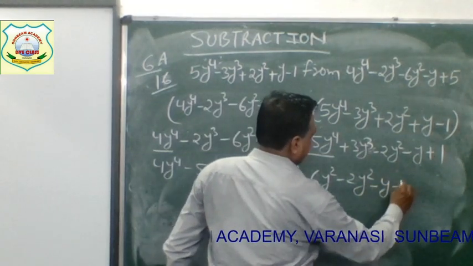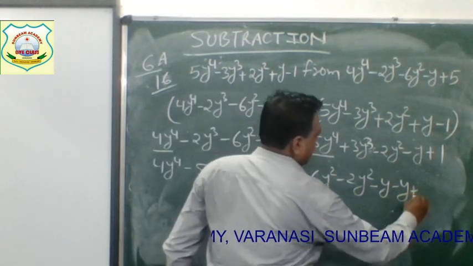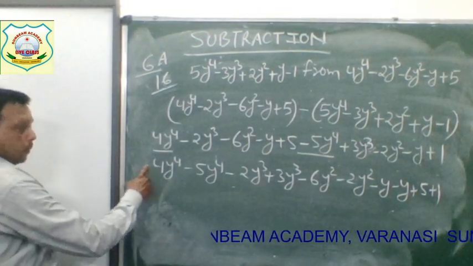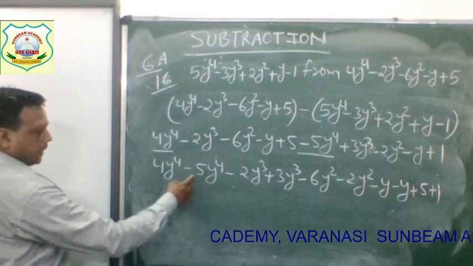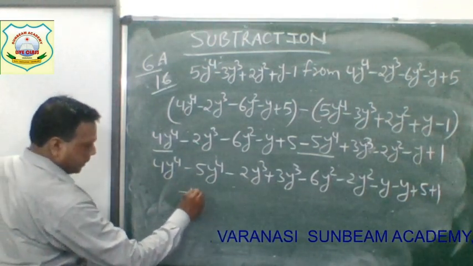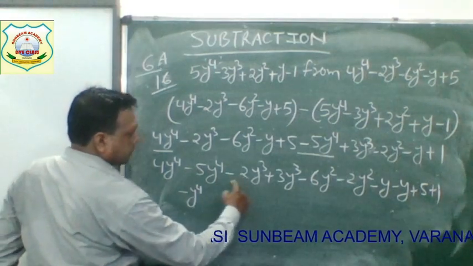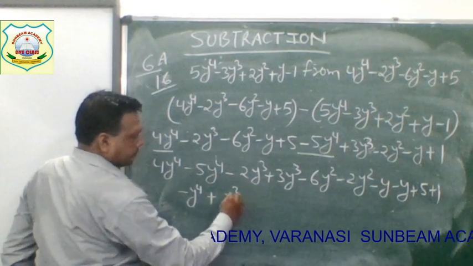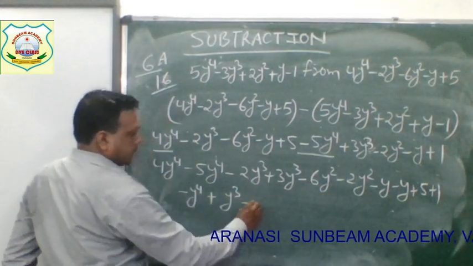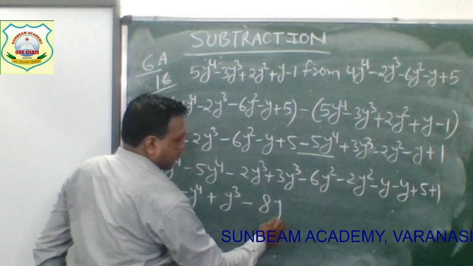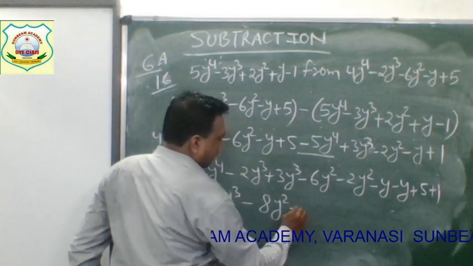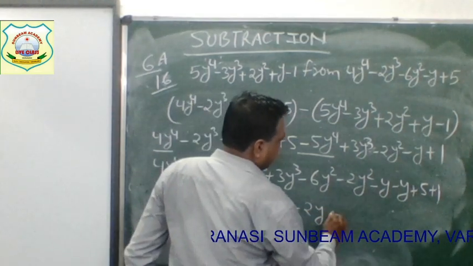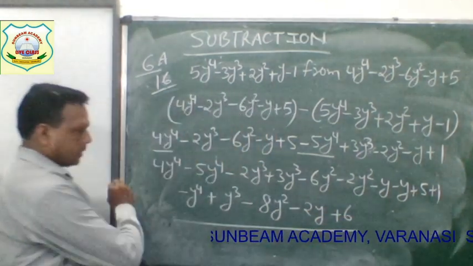And here minus y plus 5 and plus 1. So plus 4 minus 5 is minus 1y power 4. Minus plus minus, so plus sign is greater, plus 3 minus 2, then y power 3. Minus 6 minus 2 is 8, 8y square, and so minus sign will be there, and minus 2y, plus 5 plus 1, that is plus 6. It will be your answer.